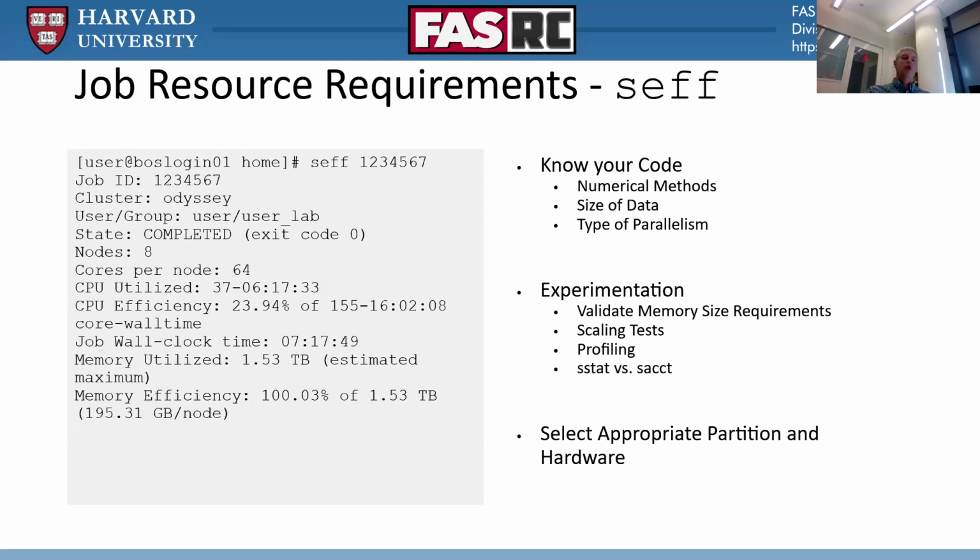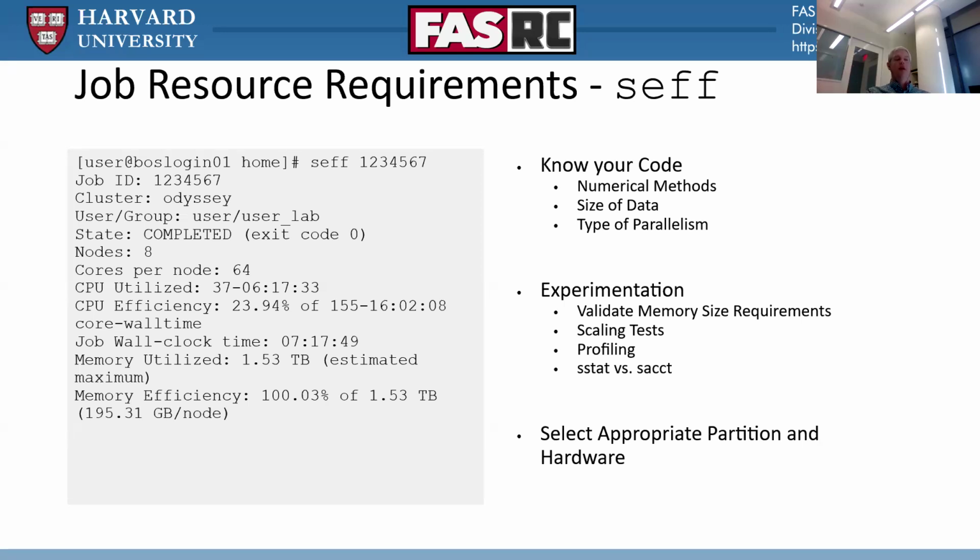The other way is that if you know the type of parallelism you're using, you can also come up with good estimates as to how much space you need. For example, I know that my code is a thread-based parallel code, and every time I increase the number of threads, it increases the amount of memory by the same factor. So I know that if I double the number of threads, I'm going to double the amount of memory. That may be the case for your code.